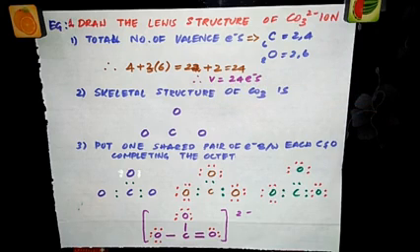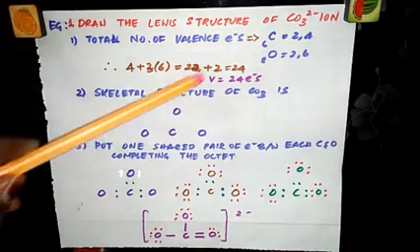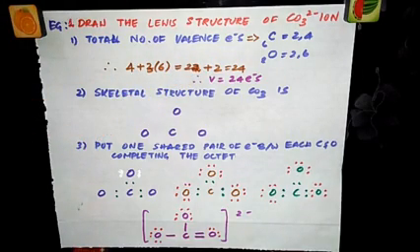Suppose the given species is a cation, you have to subtract that charge from the total valence electrons. Since here it is an anion, we are adding that. So the total number of valence electrons is equal to 24.